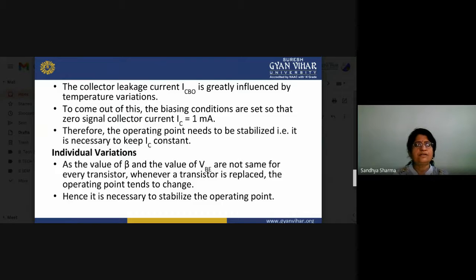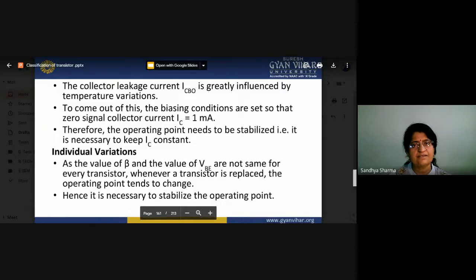Therefore, the operating point needs to be stabilized, and it is necessary to keep IC constant. To come out of this, the biasing conditions are set so that the zero signal collector current is always 1 milliampere. Individual variations means that as the values of beta and VBE are not the same for every transistor, whenever a transistor is replaced, the operating point changes. Hence it is necessary to stabilize the operating point.